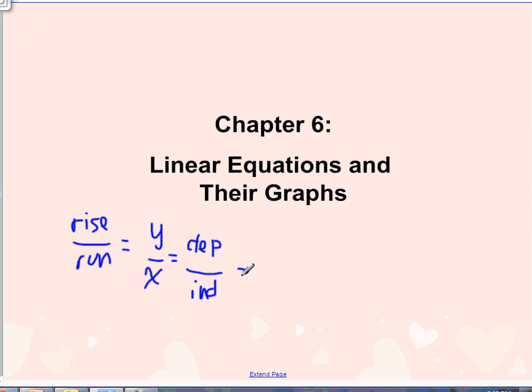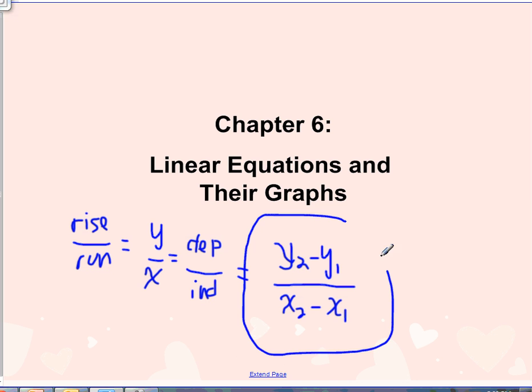All right, and we also learned what that slope formula looks like, and it looks like y2 minus y1 over x2 minus x1. All right, so this is a great formula. This is one of the things you need to memorize in this chapter and for many, many math classes to come.